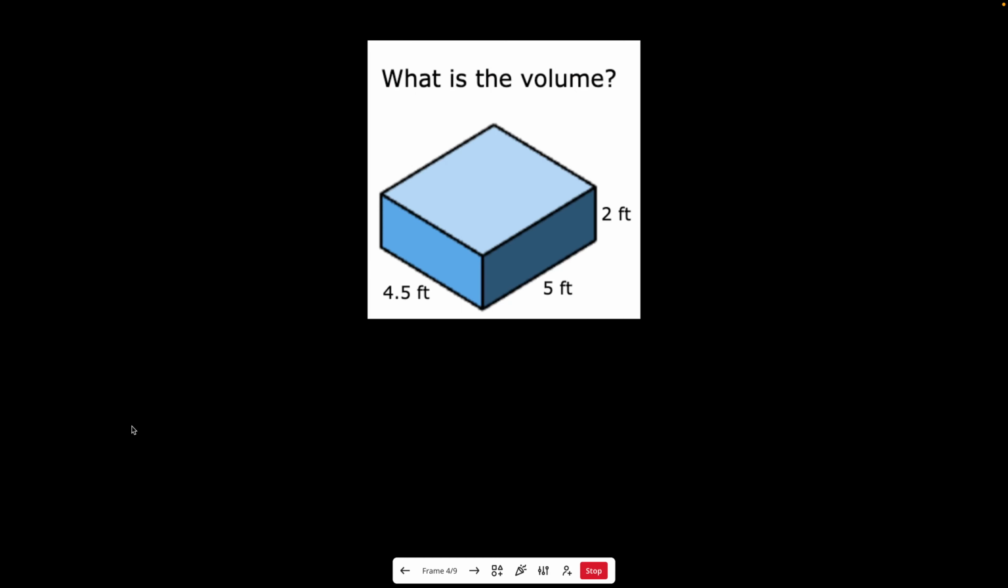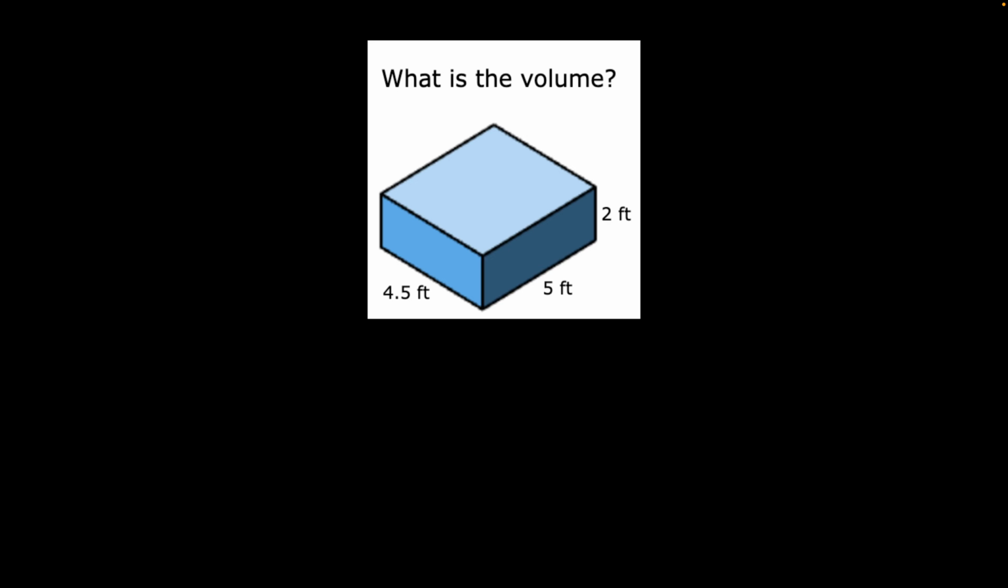Here we go. It says, what is the volume? And they give us this shape that looks like a box. So volume just means how much can I put on the inside of this? Basically, that's volume. So to find the volume of it, let's call it a box. The fancy geometry term would be rectangular prism.